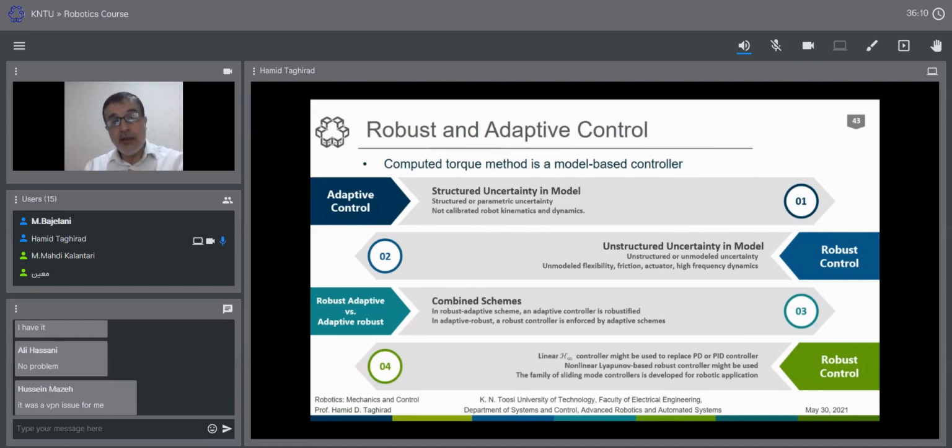I stayed here a while because it is important first to know what we are doing and then go through the rest of the case. Is there any question up to here?